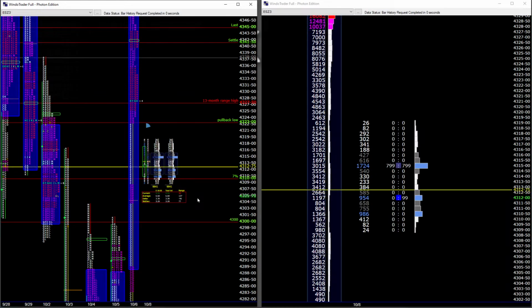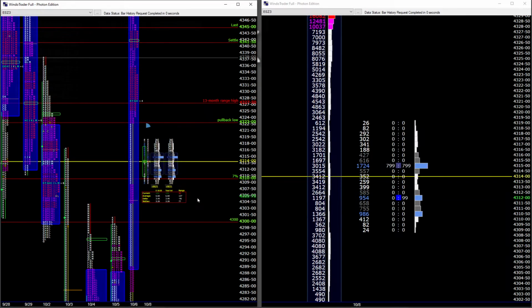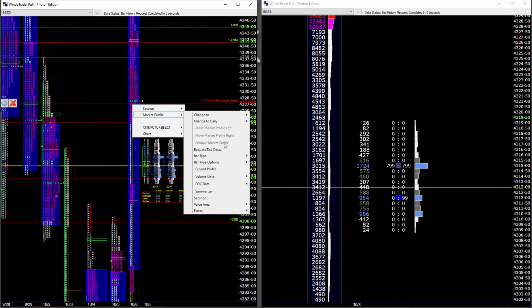Okay, I think that was it. This is what I want to see: the market opened below the settle. The market opened below the pullback low. All right, opening.